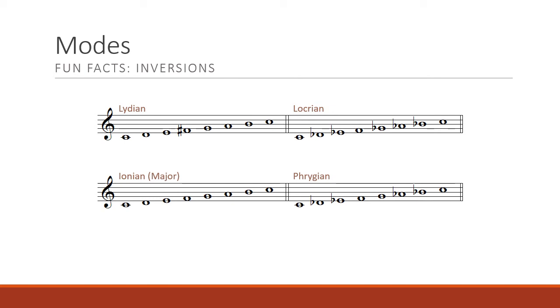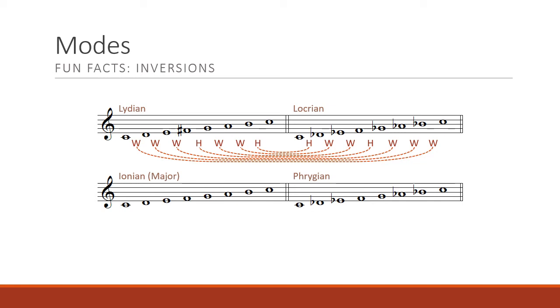So here are more fun facts about modes. You have pairs of modes that are related to each other by inversion. For example, the Lydian and Locrian modes are inversions of each other because their patterns of half steps and whole steps are a mirror image of each other. So here's Lydian: whole, whole, whole, half, whole, whole, half. And the Locrian is the reverse of that. It's the same thing backwards. So they are mirror images of each other. If you turn a Lydian scale upside down, you get a Locrian scale. And it's no coincidence that Lydian is really the brightest mode, while Locrian is the darkest one.